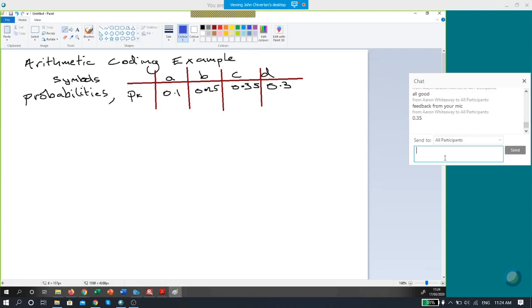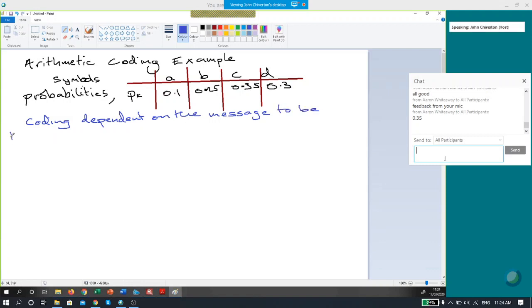Right. Okay. So now, as we said, the coding is dependent on the actual message to be transmitted. So we have the coding. Let's just write this here: coding dependent on the message to be transmitted. Okay, so let's think of an example message to be transmitted.